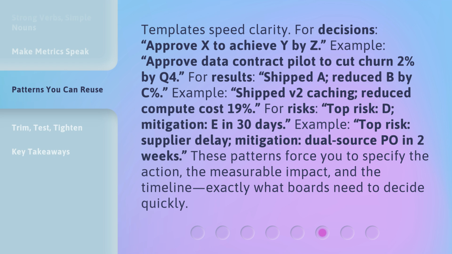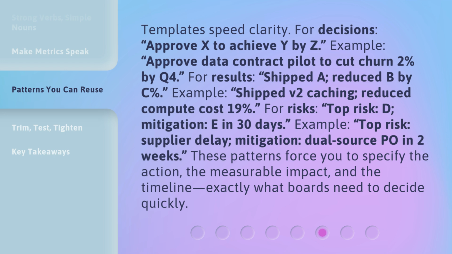Templates speed clarity. For decisions: approve X to achieve Y by Z. Example: approve data contract pilot to cut churn 2% by Q4. For results: shipped A, reduced B by C%. Example: shipped V2 caching, reduced compute cost 19%.